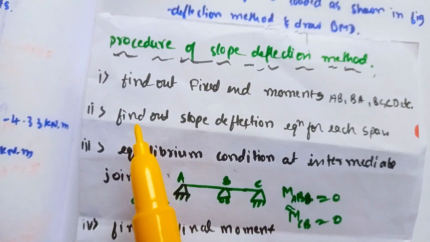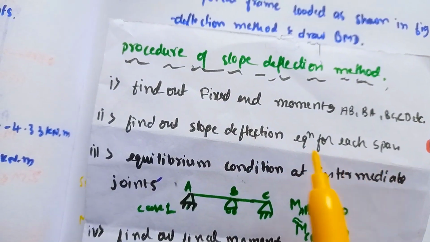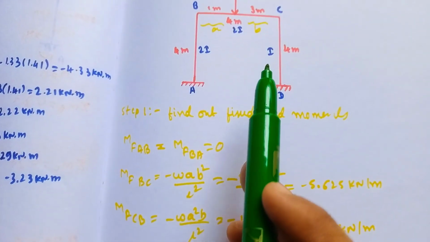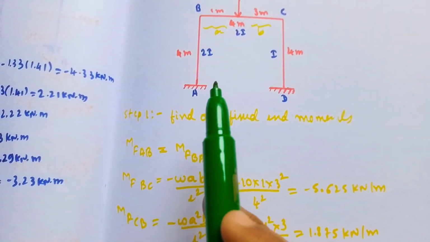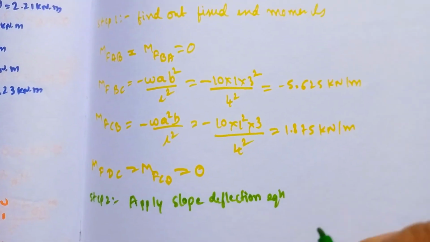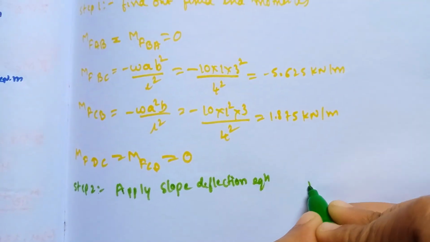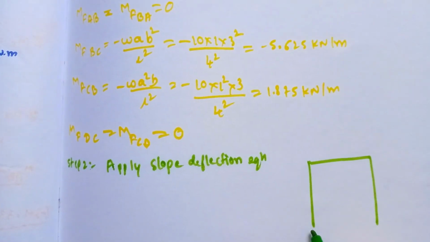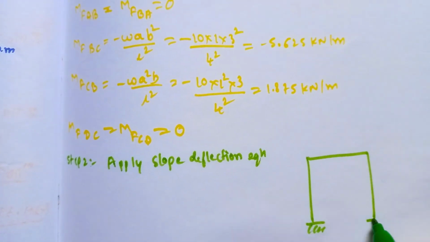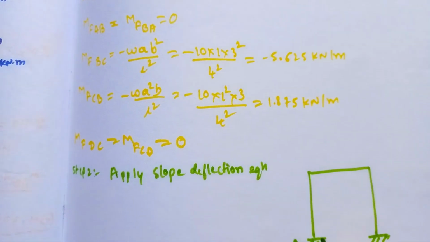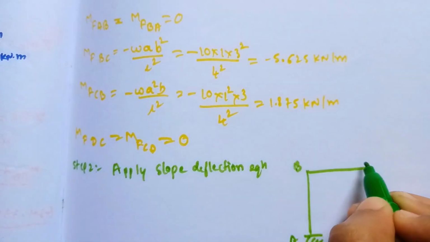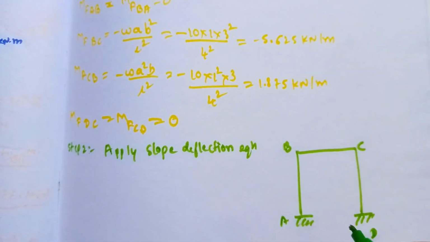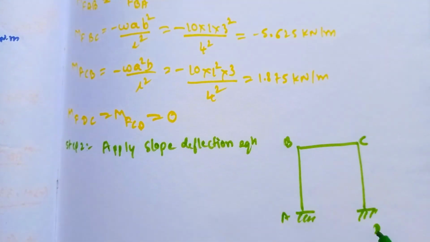Our second step is to find out the slope deflection equation for each span. Now we will see one by one. First we will see the spans AB as well as CD. Here AB and CD are the vertical members. I want to tell you something about vertical members. I will first draw on the same frame diagram here. This support is hinged, this support is also hinged. This is point A, this is point B, point C and point D. So AB and DC are the vertical members.